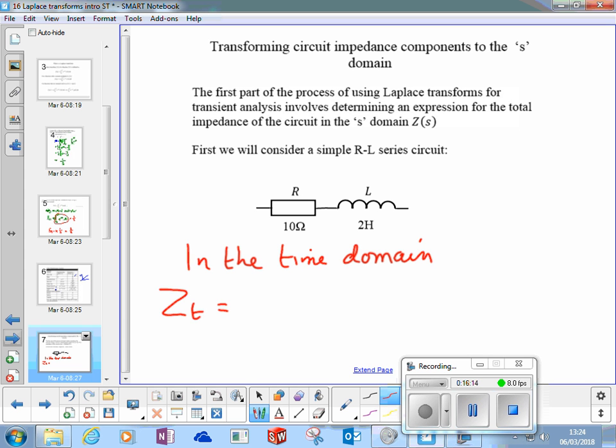What's the impedance of a 10 ohm resistor? How would we express that in letters? Forget about these two numbers at the moment. How do we express the impedance of a resistor? Just R, plus XL. And what's another way to express XL?